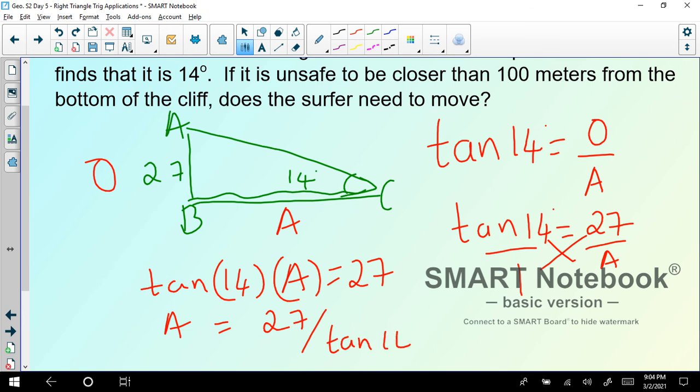Let's substitute this in the calculator and see what we get. 27 divided by tan 14 gives 108.291 meters. So the surfer is safe and the surfer can get 8 meters closer towards the cliff and not beyond that.